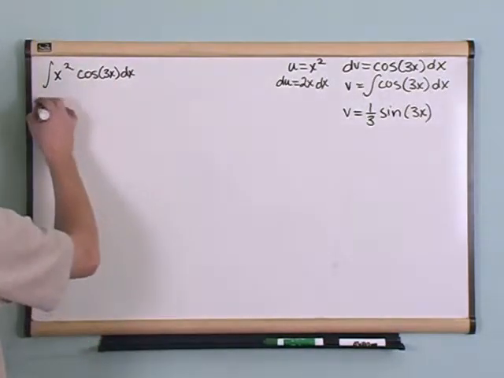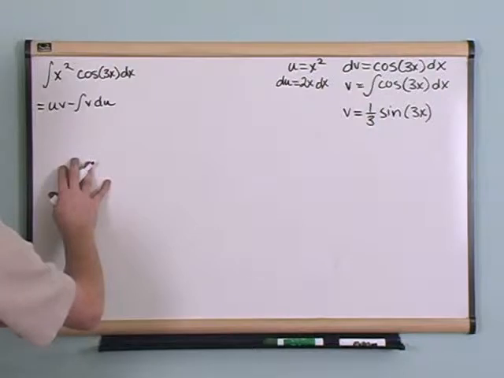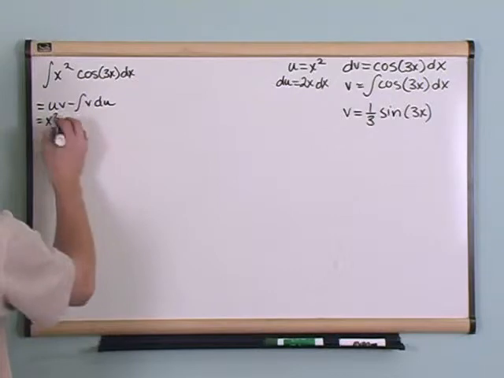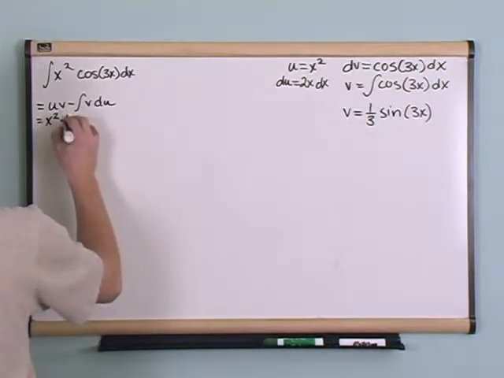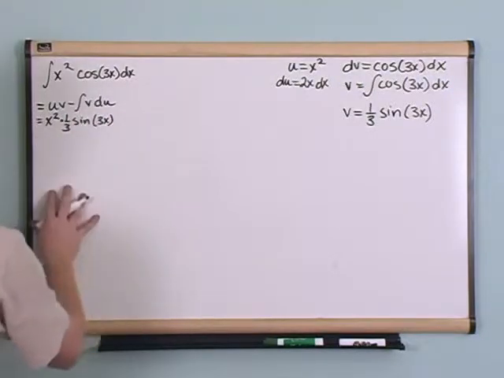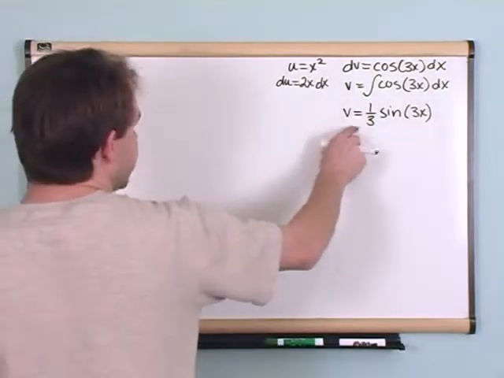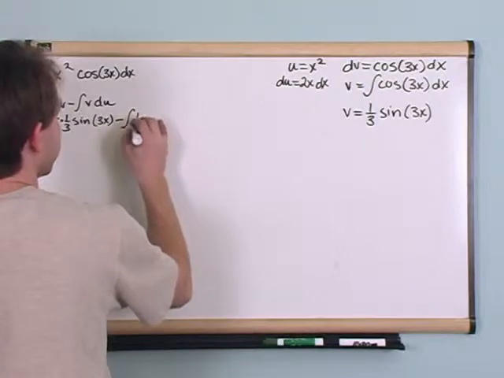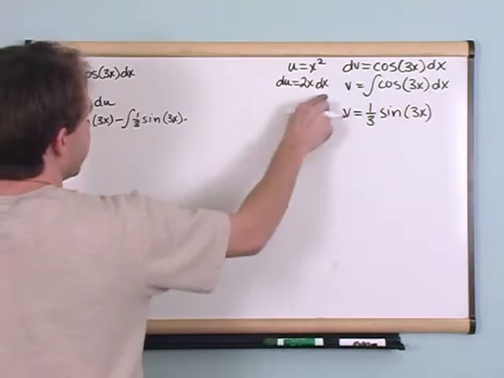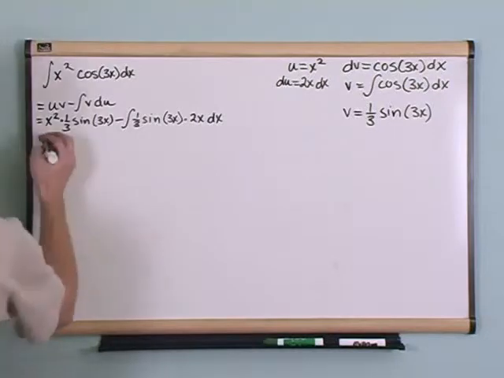So now we've got everything set up. The answer is equal to uv minus the integral of v du. Okay, so let's do that. Okay, u is x squared. v is 1/3 sine of 3x. Okay? That's uv minus the integral of v, which is 1/3 sine of 3x, du is 2x dx. 2x dx. So let me rewrite it.